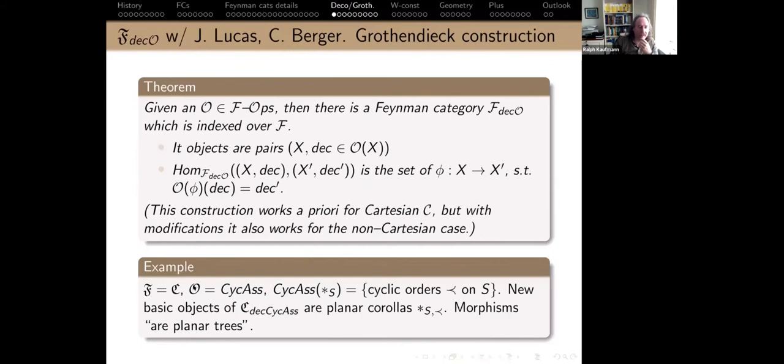And what are examples? Well, you have the Feynman category for cyclic operads. These are trees, basically, as graphs. You take the cyclic associative thing, which sends a vertex with a set S to all cyclic orders on S. So you see, these are just computations. There's nothing esoteric going on. This is just a vertex with a set S, and I can look at the cyclic orders. This is actually a functor. You have to compute this. And then you can decorate this.